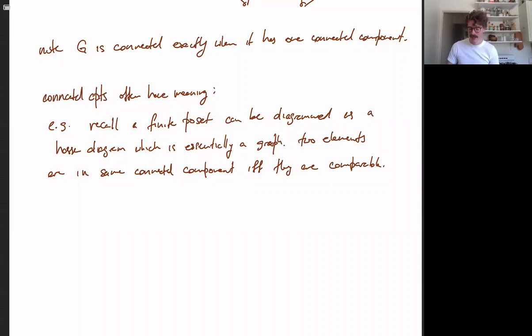Quick note before we proceed. This last comment, that in the Hasse diagram of a partially ordered set, two elements are in the same connected component except when they are comparable. Unfortunately, I was wrong about that. It's not true at all. Oops. But okay, let's continue on to talking about connectedness in directed graphs.